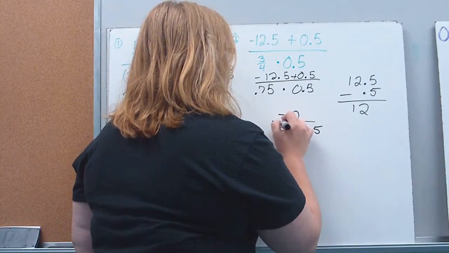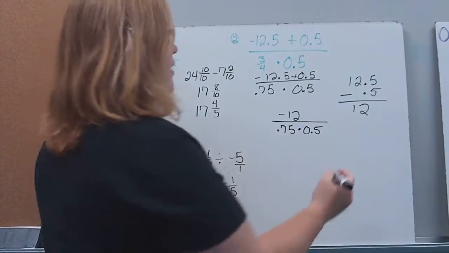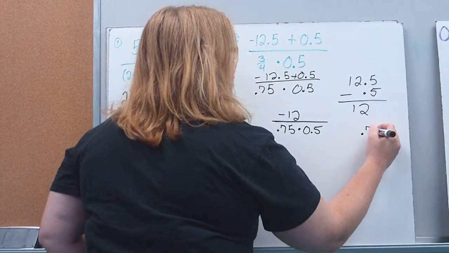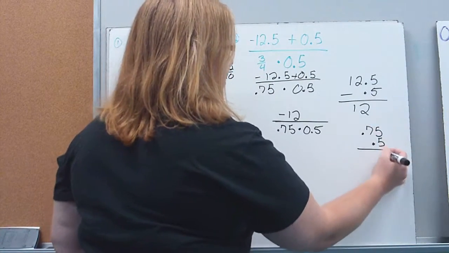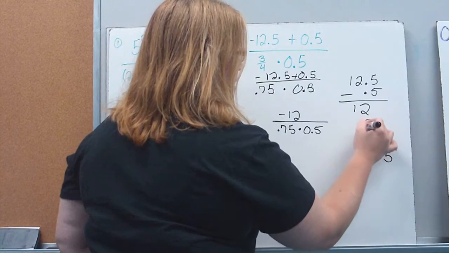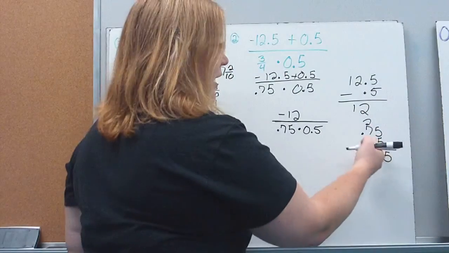Now on the bottom, I'm going to do my multiplication. Then once I have those two answers, I can divide them. So here I have 0.75, and I'm going to just do my work over here on the side, times 0.5. Remember, we multiply decimals, so count our decimal places.